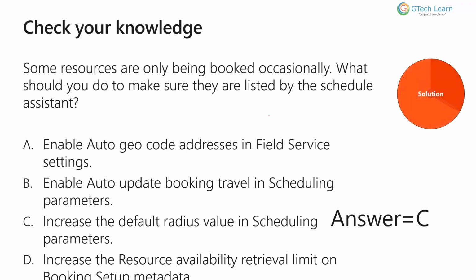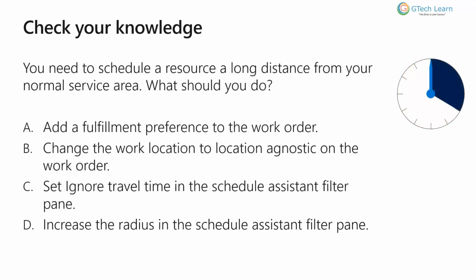Okay, so the correct answer is going to be option C. We need to increase the default radius value in scheduling parameter. The next question we are having in line is, if you need to schedule a resource a long distance from your normal service area, what will you do?